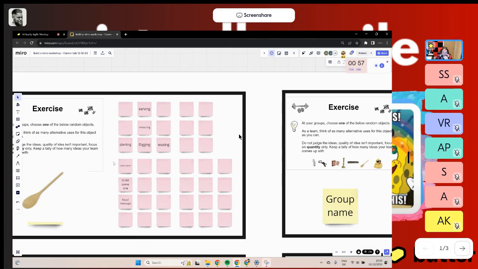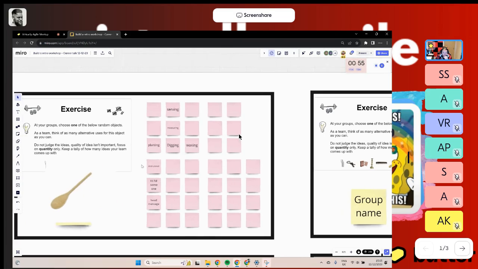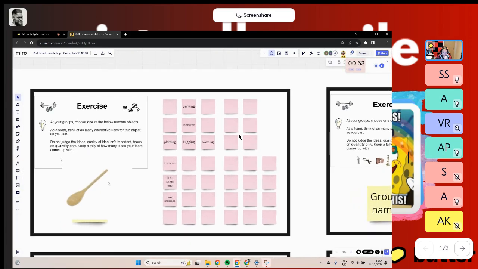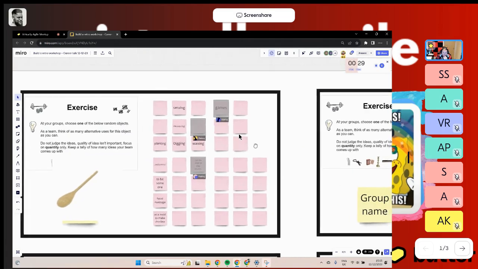Any other thoughts? What else could we do with this object? A mold to make something. Play the drums, yeah. Make chocolate. Beautiful. To play games with. There we go. Right, we're going to pause there. Okay, so that was round one.